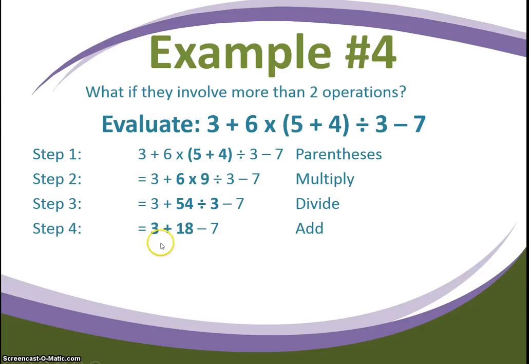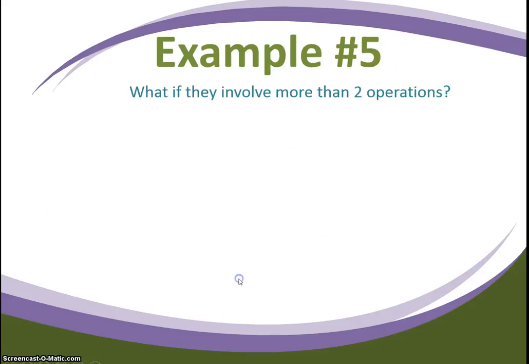Then we're going to work with addition and subtraction from left to right. And because addition comes first, we're going to go ahead and do 3 plus 18, which is 21. And then finally, we're going to subtract to get 14. Let's try another one.